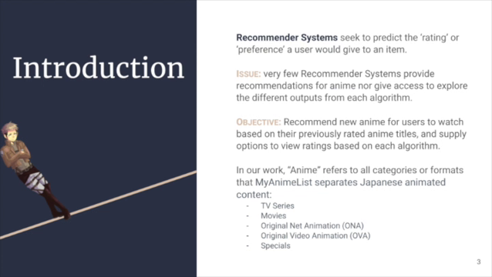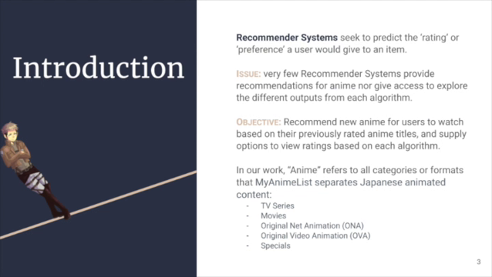So, recommender systems. They are machine learning systems aimed at predicting the rating or preference of a user to further suggest relevant items. Currently, very few recommendation systems provide recommendations for anime, nor allow users to explore the different ratings based on each algorithm. Therefore, our objective was to develop a system that recommends new anime for users to watch based on the anime titles they previously rated. In addition, a system that supplies the availability of viewing ratings based on certain algorithms.